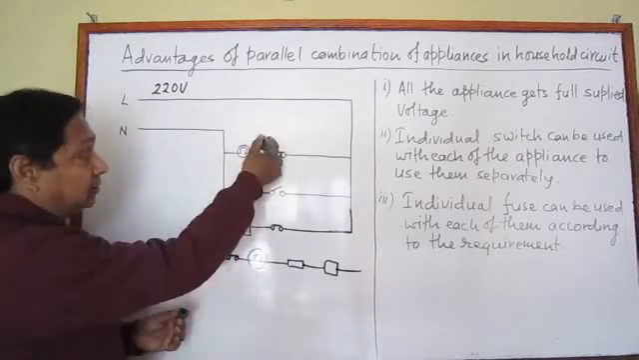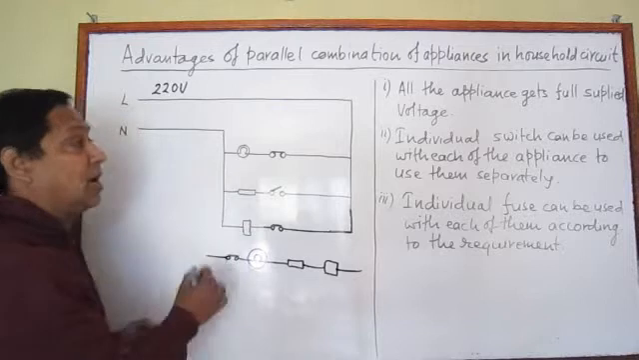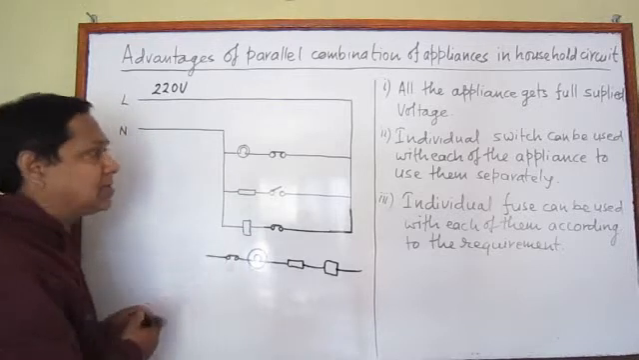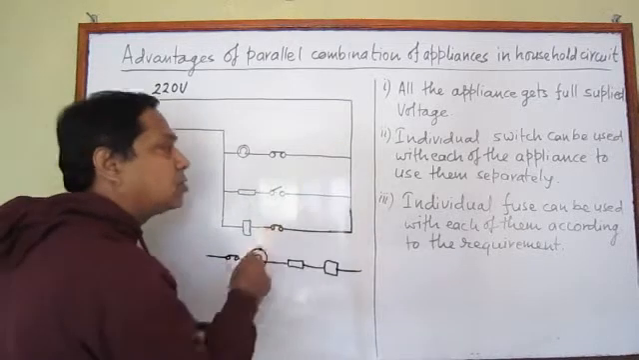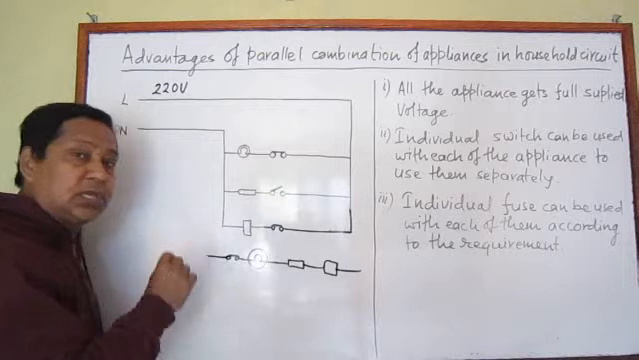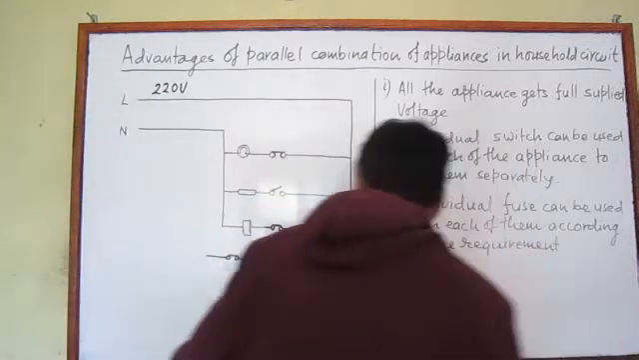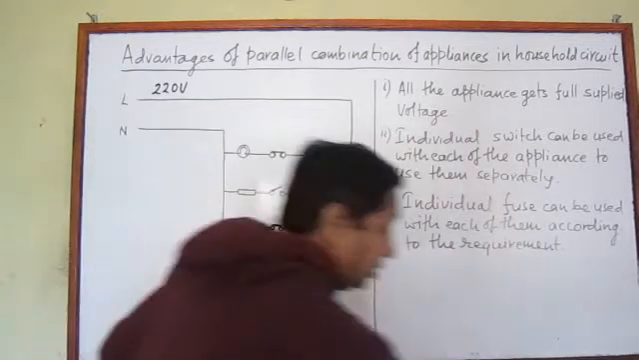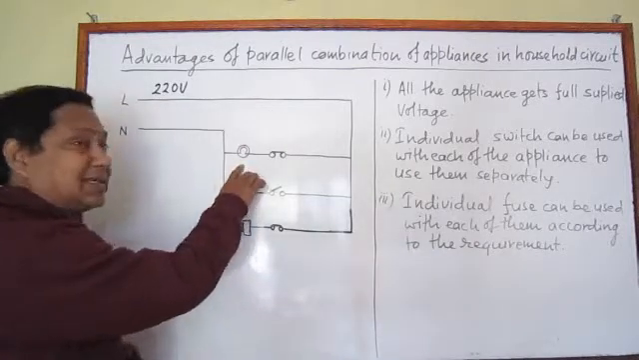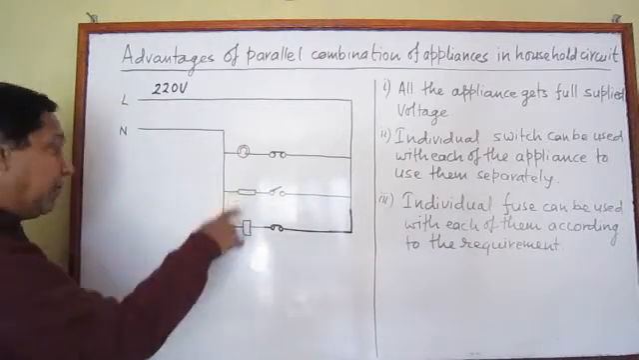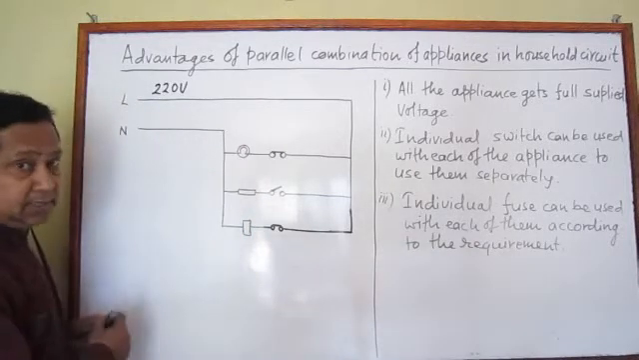That's why this is one of the great advantages of parallel combination, that individual switches can be used with each of the appliances to use them separately. Now let's talk about another advantage. The bulb requires less current to run, but a heater requires more current.